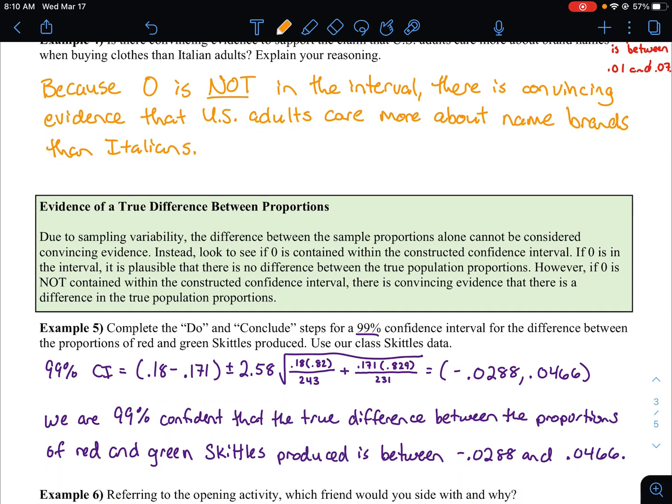The 99% confidence interval is the 18% for red minus the 17.1% for green, plus or minus 2.58. That's our critical value for 99%. And then our standard deviation square root formula. In the end, we see our interval would have come out to be negative 0.0288 to positive 0.0466. We are 99% confident that the true difference between the proportions of red and green Skittles produced is between negative 0.0288 and 0.0466.